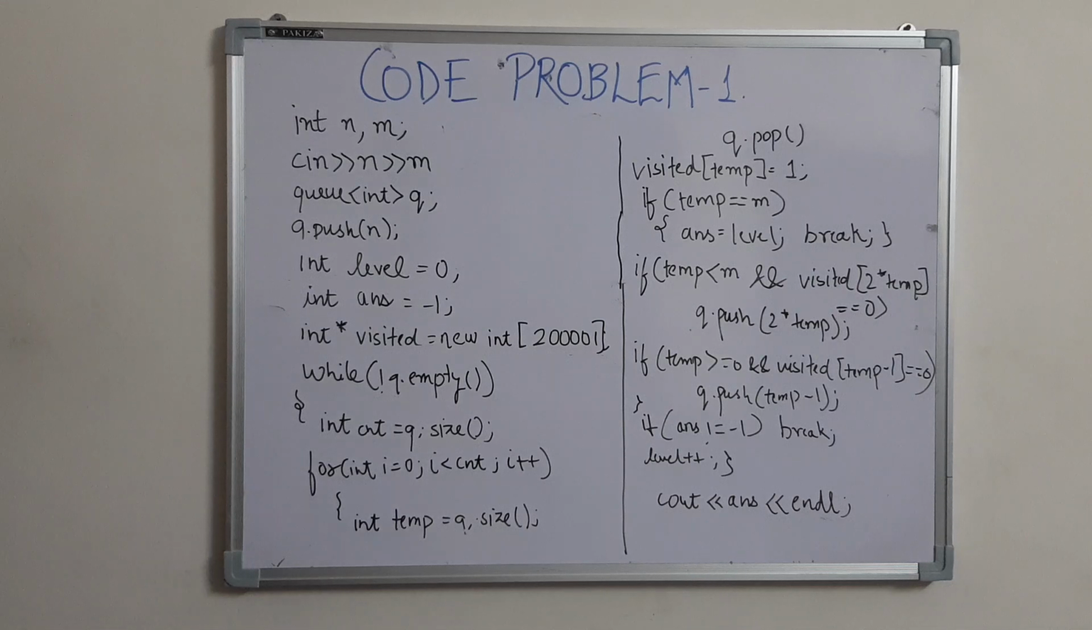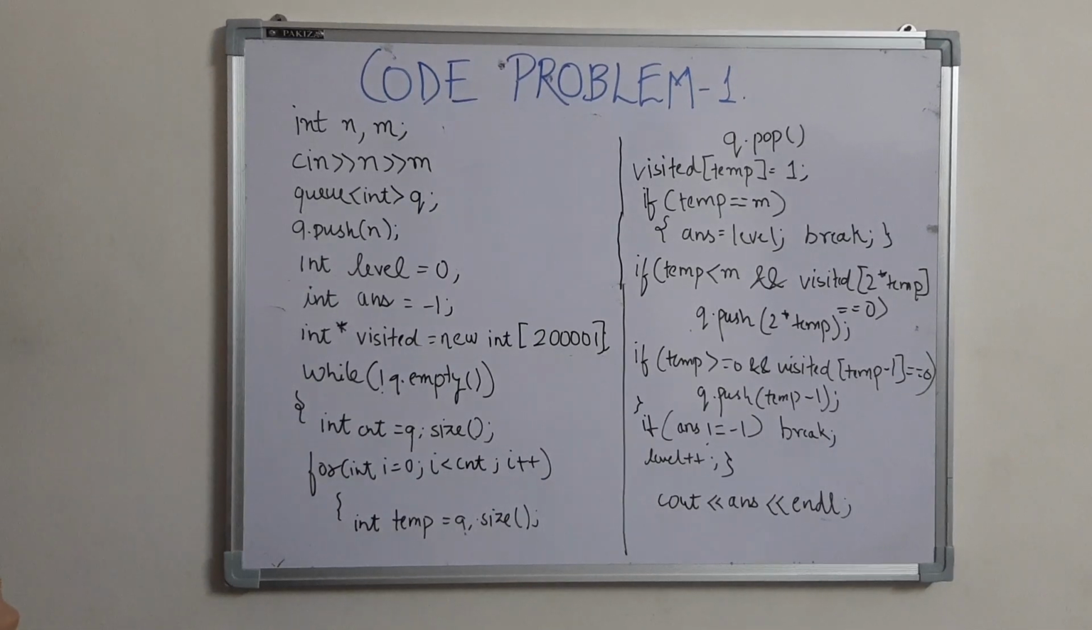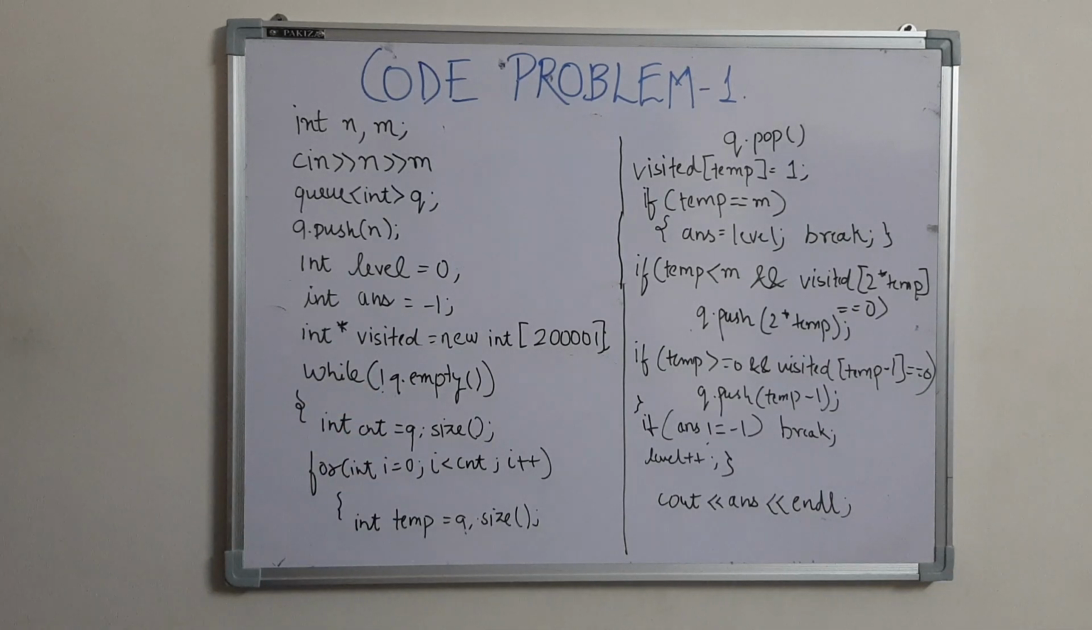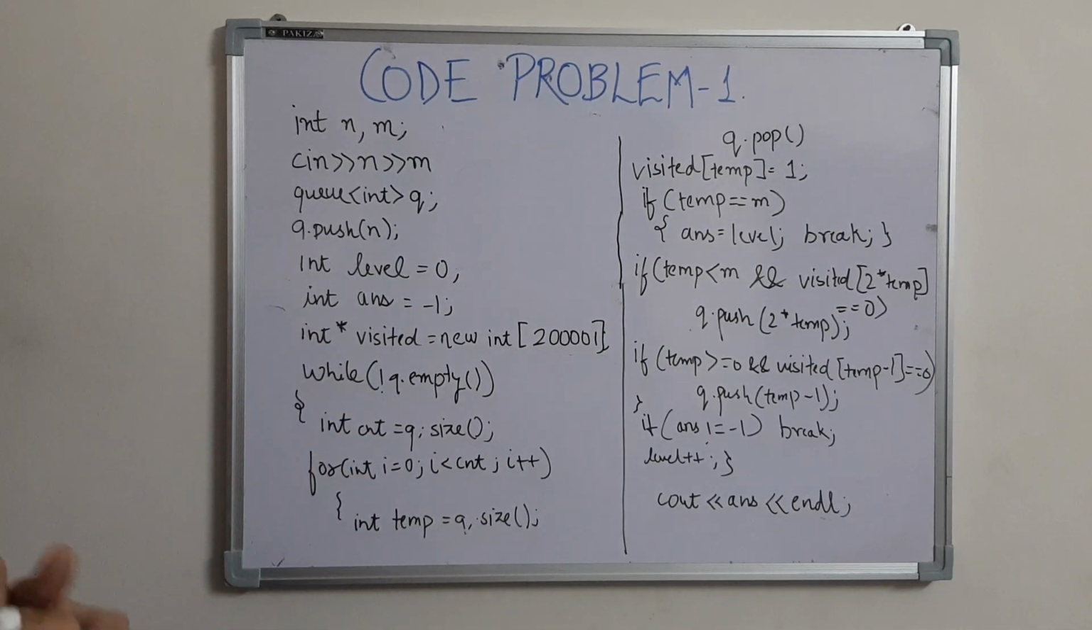So hi guys, let's discuss the problem that we have solved in the previous video. We are given two integers n and m, and we need to convert n to m in the minimum number of operations using two ways. First, we can multiply the number by 2, and the other, we can subtract 1 from the number. So let us see the code of this problem.